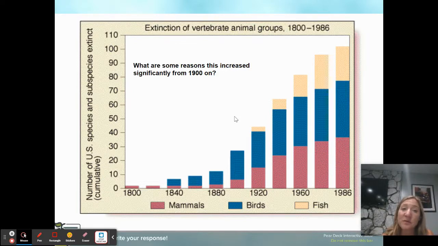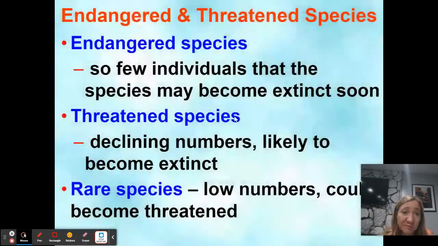And that is why we're seeing some of those numbers increase in terms of extinction. All right, so here's a little breakdown of these different words because some people don't necessarily know what these are. So an endangered species means that there are so few individuals that a species may become extinct soon. So endangered species are kind of like the highest level of concern.